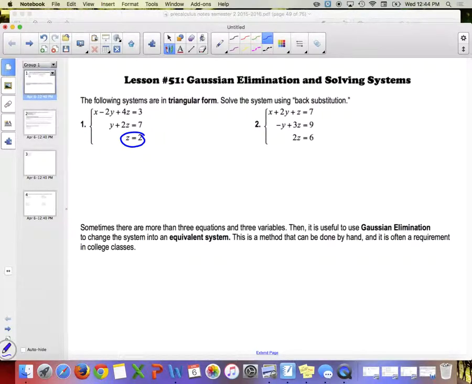All right, so if I'm trying to find y, then I just go back into y plus 2z, and I say, oh, well, z is 2, and plug it in. So I get y plus 4 equals 7, so y is equal to 3. So now we have y. And of course, once we have z and we have y, then we go back to that top equation, x minus 2y, so 2 times 3, plus 4 times 2 equals 3.